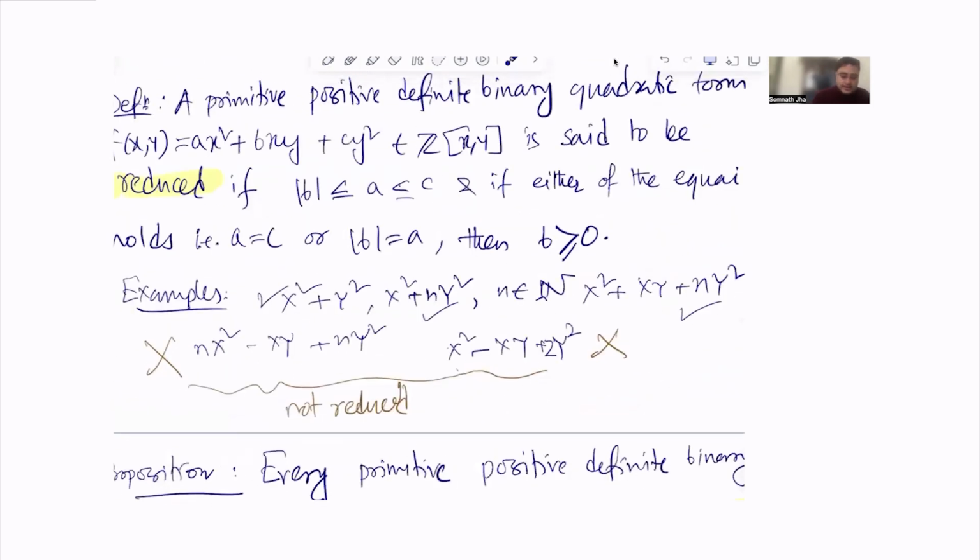In this equivalence class, you want to identify one particular element. A positive definite integral binary quadratic form is said to be reduced if |b| ≤ a ≤ c, and if either of the equalities holds, that is, if |b| = a or a = c, then b has to be non-negative. Examples are x² + y², x² + ny², and x² + xy + ny², like that.